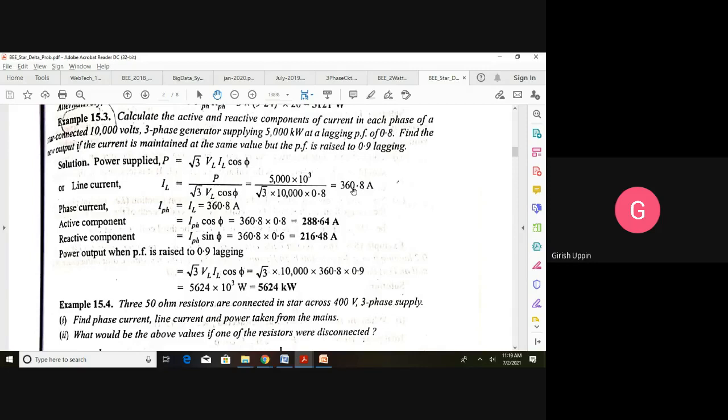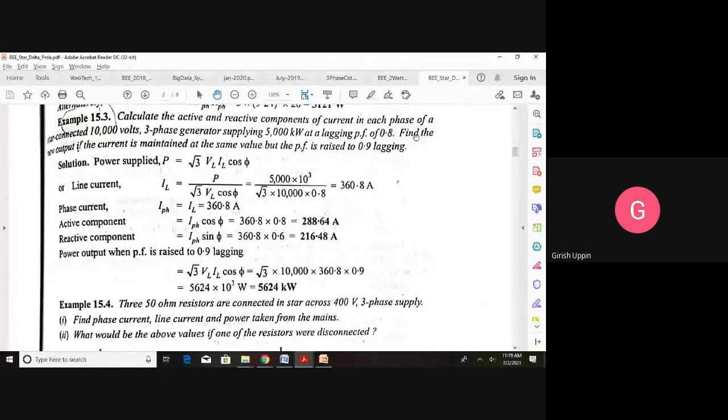If you calculate that, you get the IL as 360.8 amperes. Therefore, the phase current, each phase, I phase is equal to IL is equal to 360.8 amperes. Therefore, you can see active component is I phase into cos phi, reactive component is I phase into sin phi. So this is how you calculate these values.